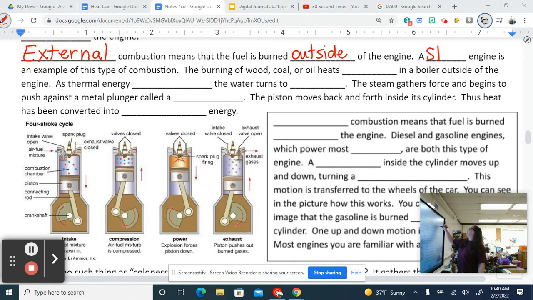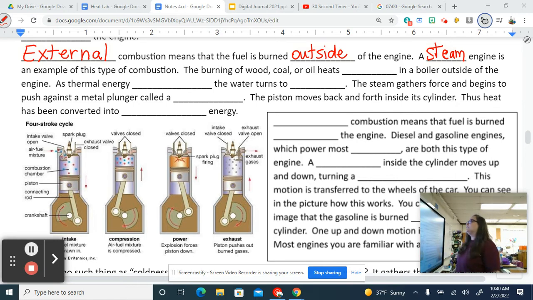A steam engine is an example of this type of engine. So when you saw videos and movies that had people running a steam engine, there would always be somebody shoveling coal into a boiler. Well, there's not a person inside the engine shoveling coal. So that boiler has to be separate from the engine. It's the burning that is happening outside of the engine.